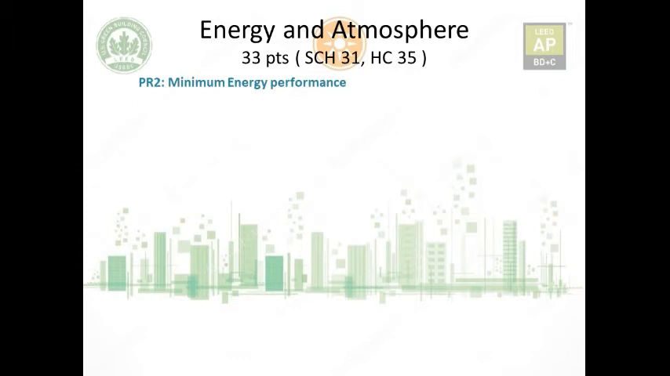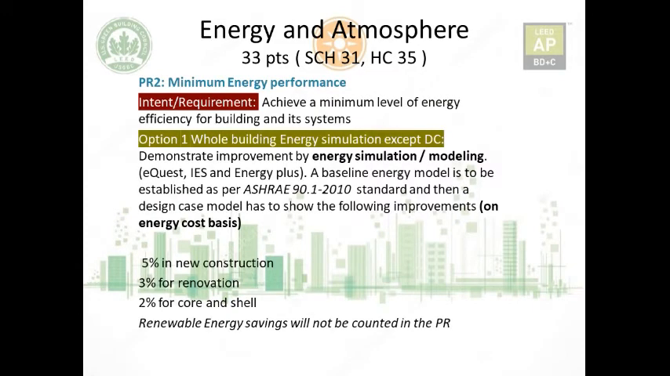Prerequisite number 2, minimum energy performance, asks us to achieve a minimum level of energy efficiency for the building and its systems. There are 3 options to fulfill the requirement of this credit, but there are some constraints, and we're going to see them as we move along. Option number 1, whole building energy simulation, except data center adaptations.